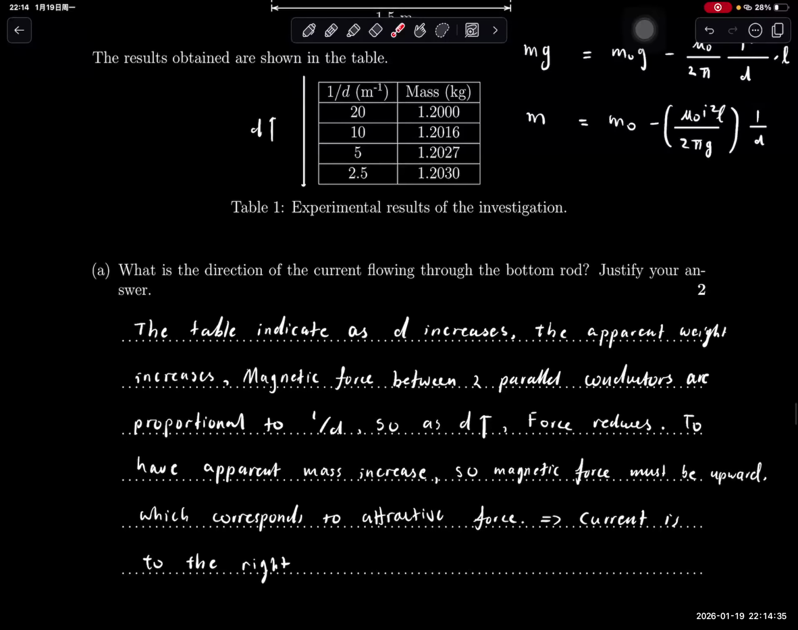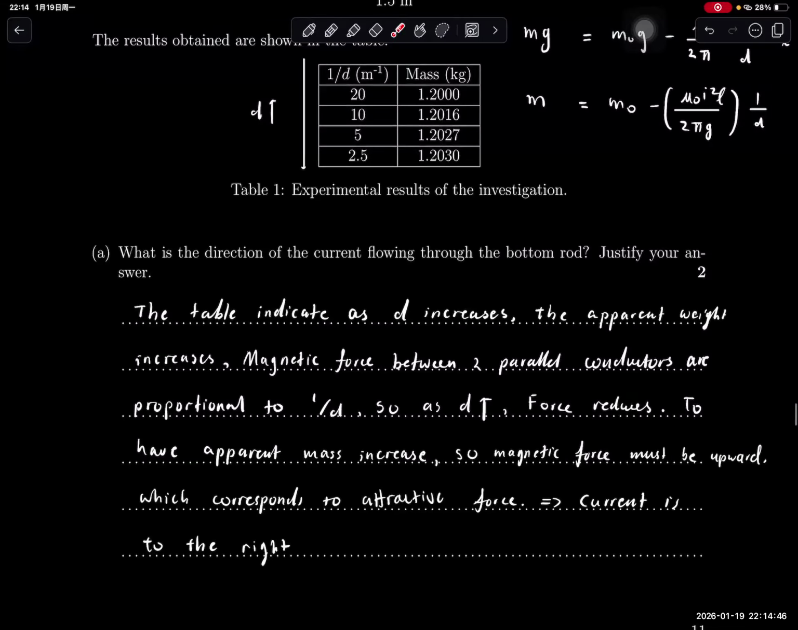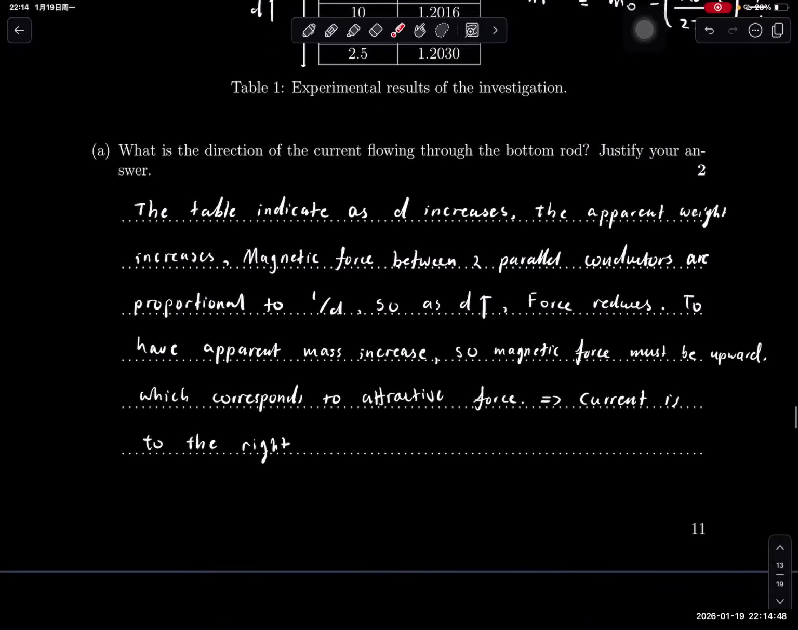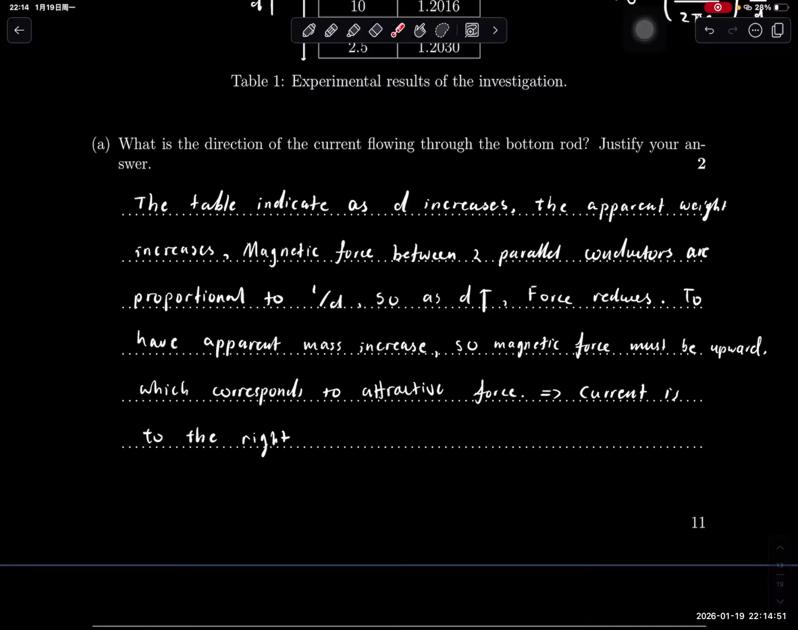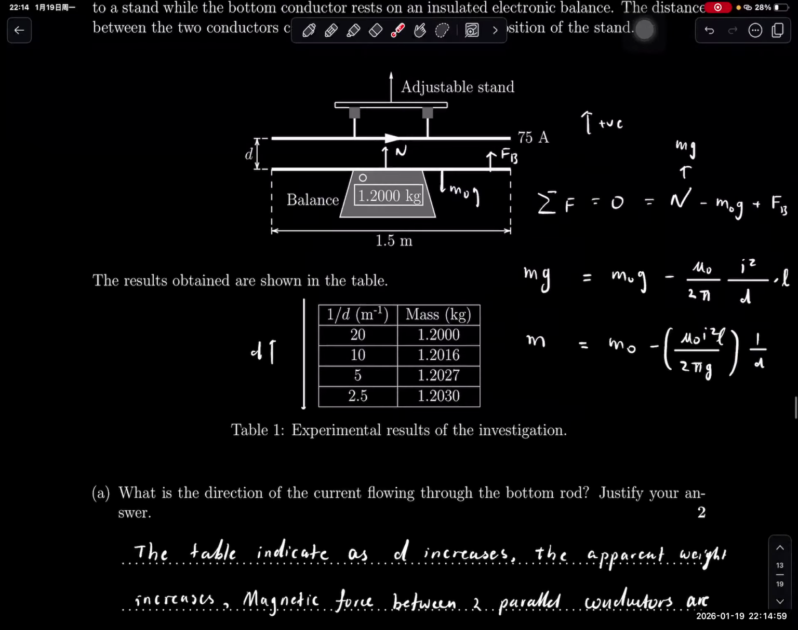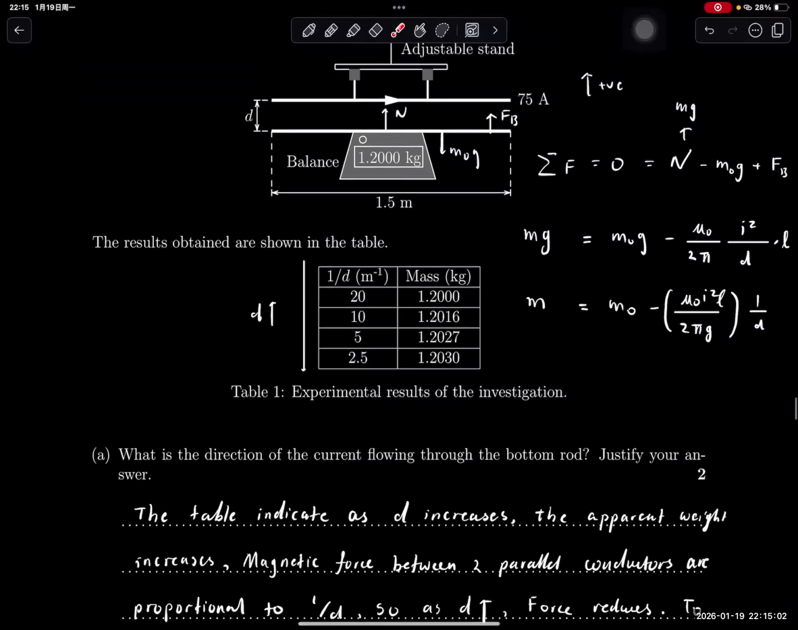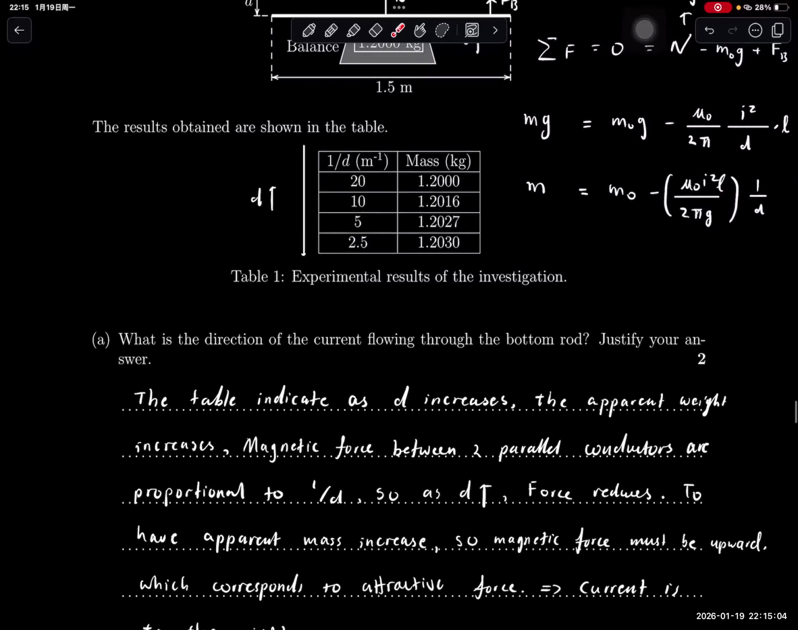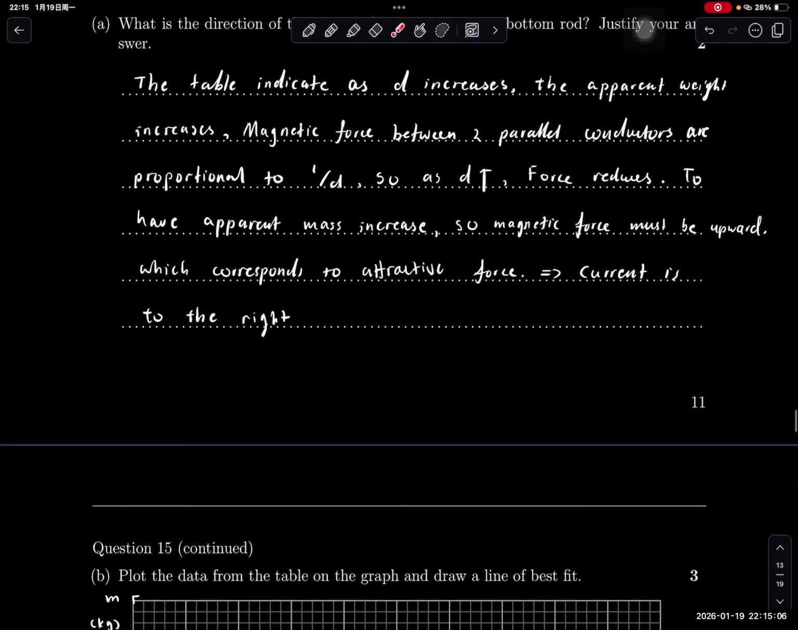So the table indicates that as d increases, the apparent weight increases. The magnetic force between the two parallel conductors is proportional to 1/d. So as d increases, force reduces. To have apparent weight increase, the magnetic force must be applied upward. So when the upward force decreases, you're increasing the downward force. In that case, we can deduce the current on the bottom rod is to the right, so that they experience an attractive force and it is pulled upward.